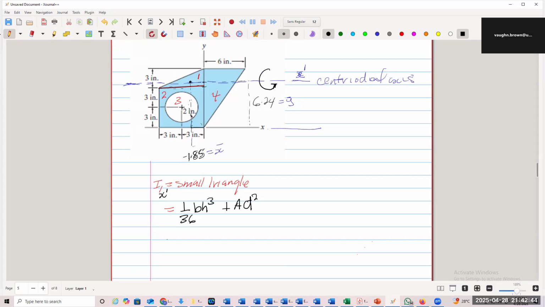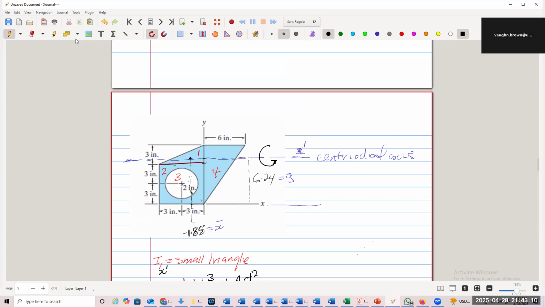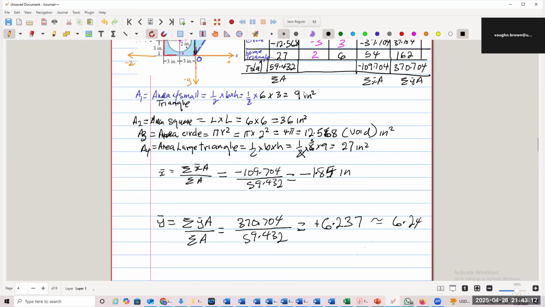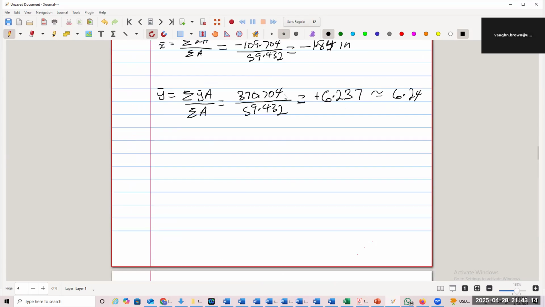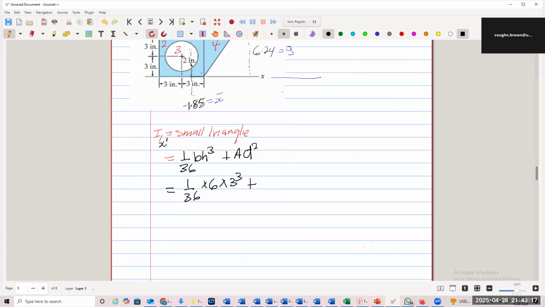So all right, let's write it now. It's 1/3. What's the base of the triangle? The base is 6. And the height of the triangle is what? 3. So it is 3 cubed. You agree with that? Anybody have any question there? You're good with that, right? Now the area of the small triangle, we had worked it out before, so you don't need to work it again. It's in your table. It's 9. So you put 9 here.